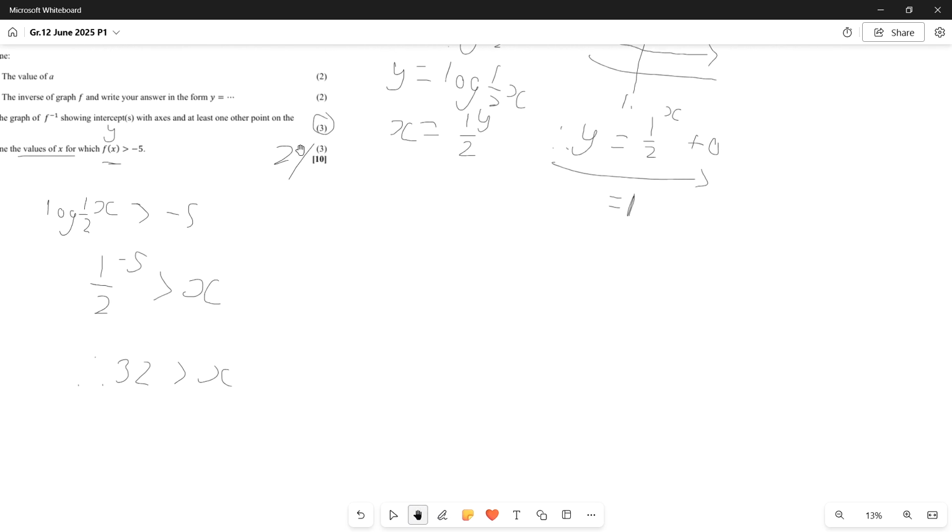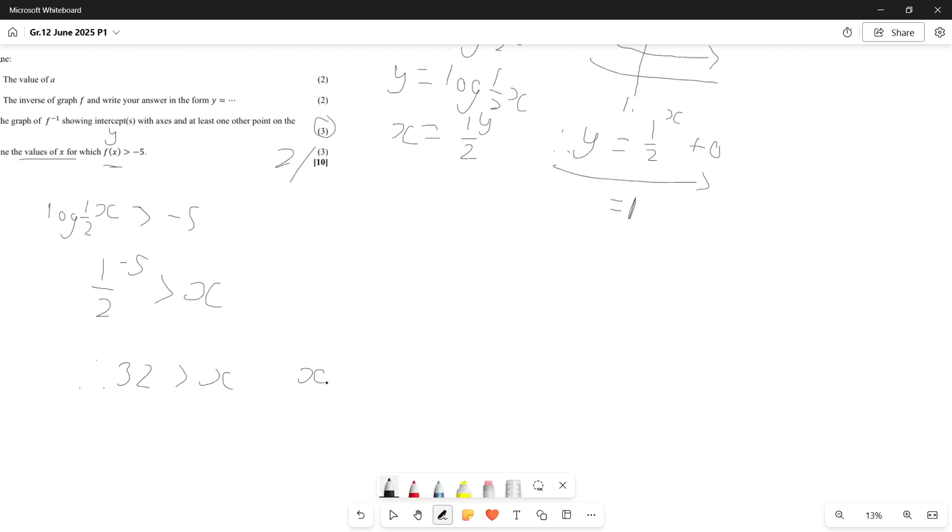So if we go back here, we can say that x has to be greater than 0, and therefore we have 0 < x < 32. X is somewhere within this range, and that is our final answer.